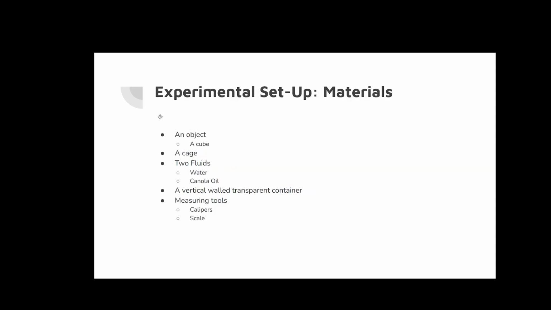So our experiment is going to consist of an object that we will be dunking into the fluids, a cage that keeps the object lined up vertically so it will be easier to measure, and two fluids of two different densities. This time we have water and canola oil, and it's much better this way because water and canola oil do not mix. If you had two things that would mix homogeneously, this experiment might play out quite differently. We also need a vertical-walled transparent container so we can take measurements nice and easy, and calipers and a scale so we can take data.